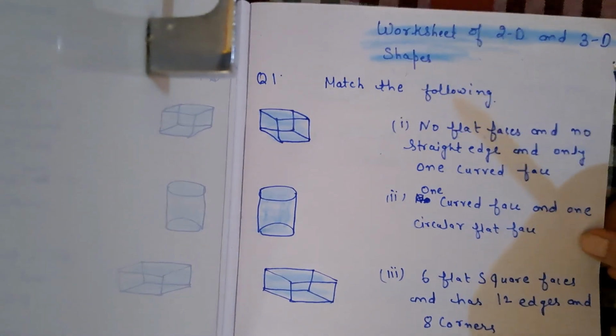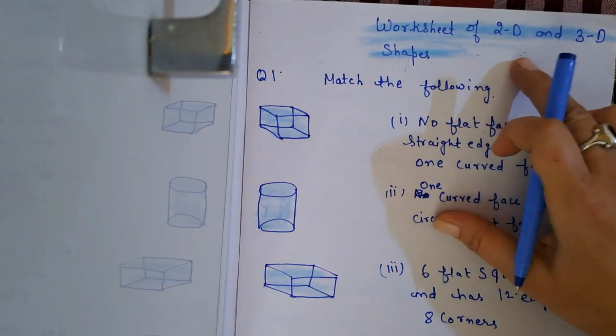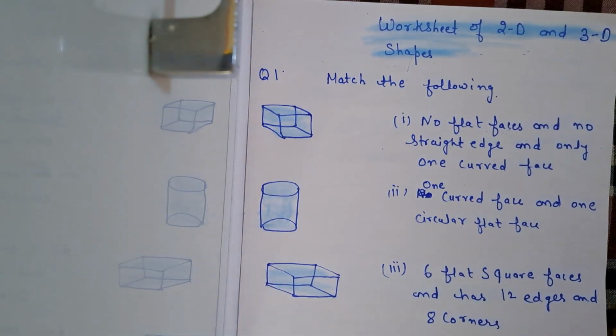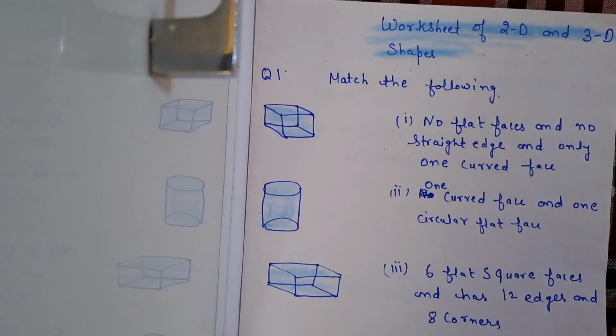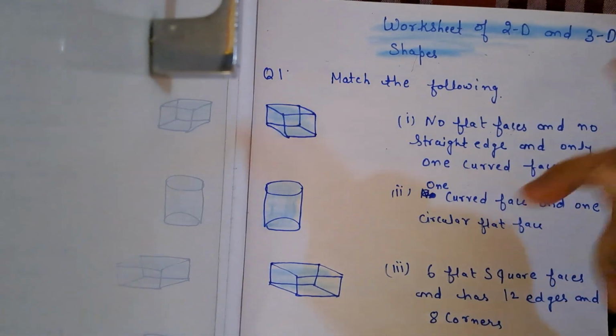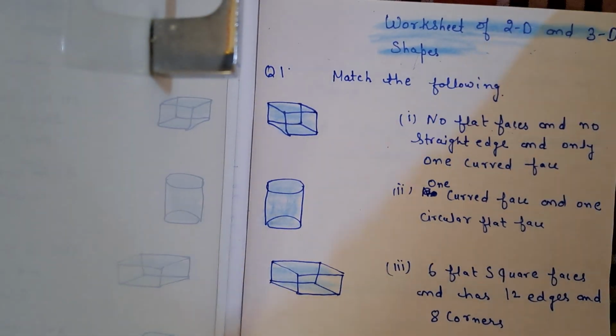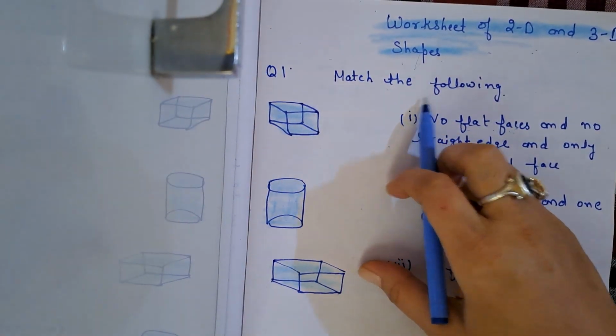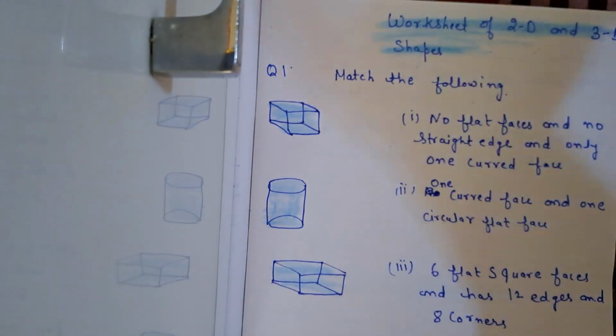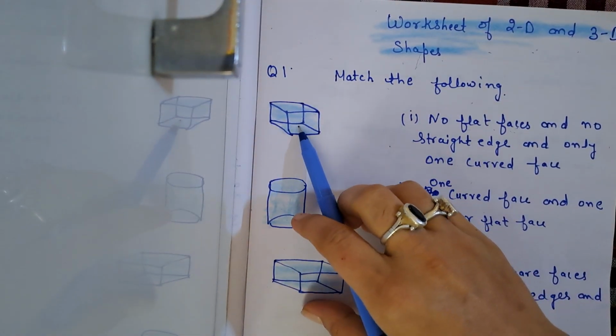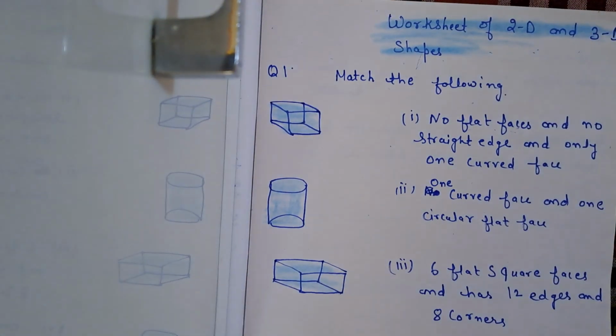So today we will do a worksheet of 2D and 3D shapes. We have completed 2D and 3D shapes, so let's do some worksheet. First question is match the following. We have to match the figure to the correct definitions or descriptions.